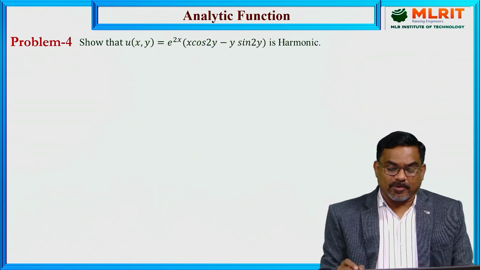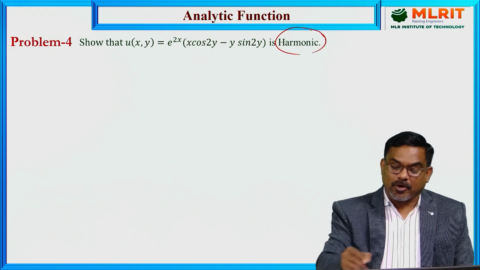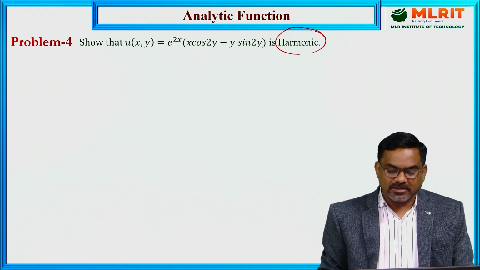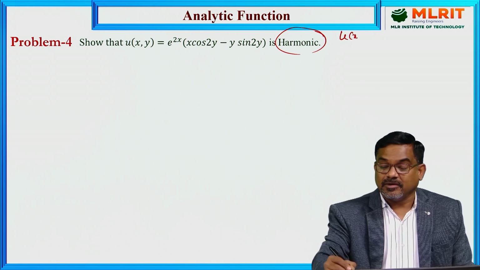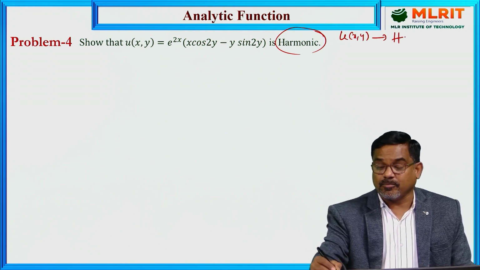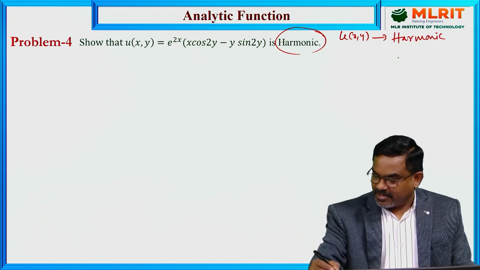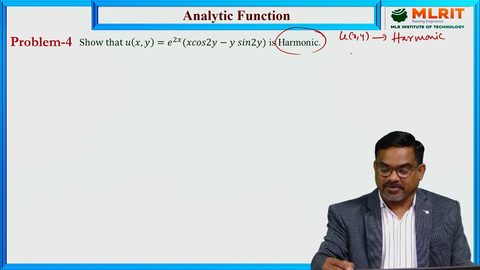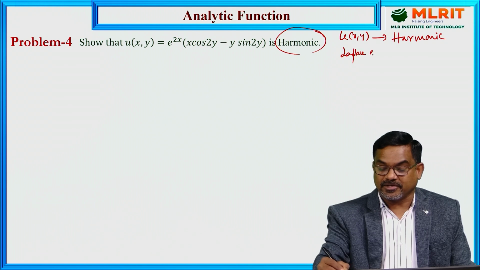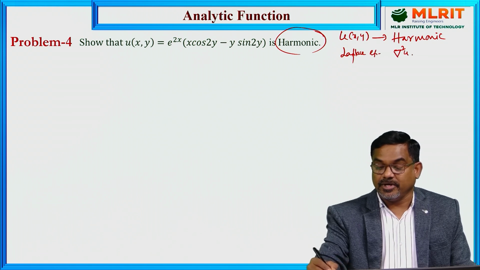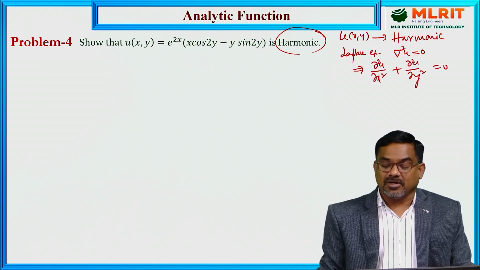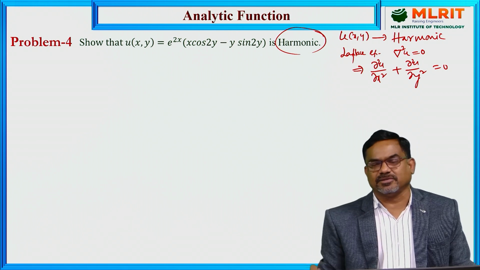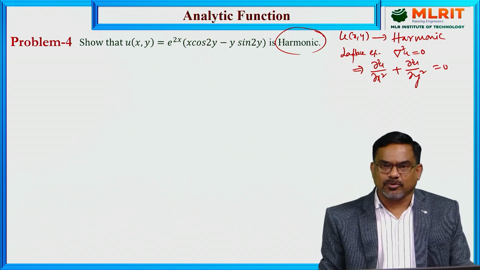Now coming to the next problem, here this is a problem on harmonic function. Show that the given function u is harmonic. Now first, a function u of x, y is said to be harmonic if this is the solution of Laplace equation. Now what is that Laplace equation? Del square u equal to 0. That implies dou square u by dou x square plus dou square u by dou y square is 0. So if the sum of these second order partial derivatives is 0, then the function is said to be harmonic.